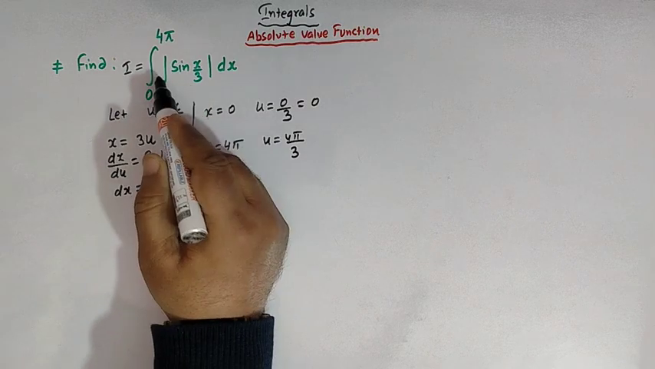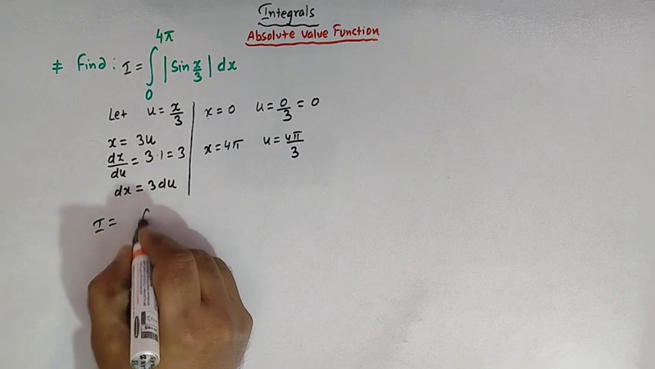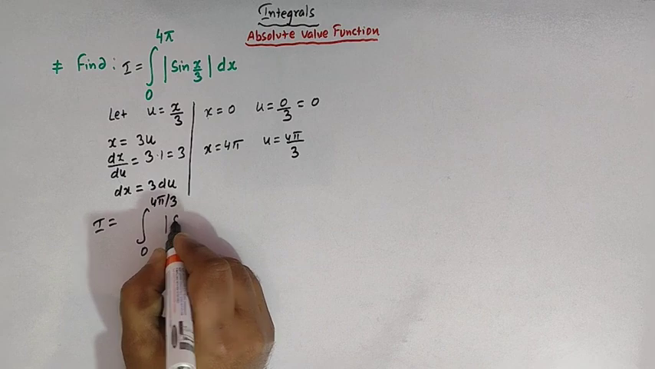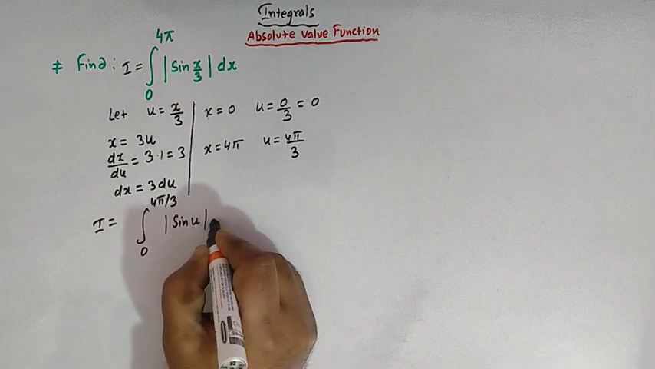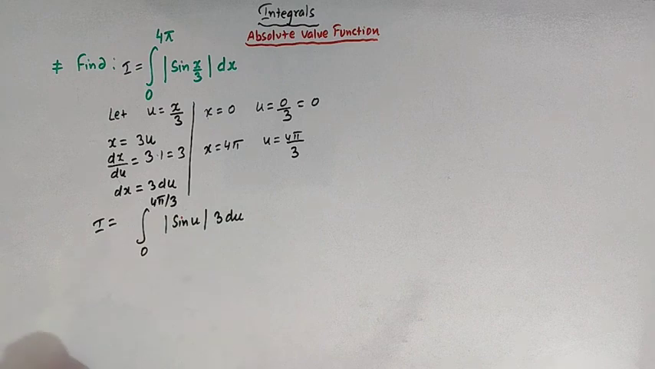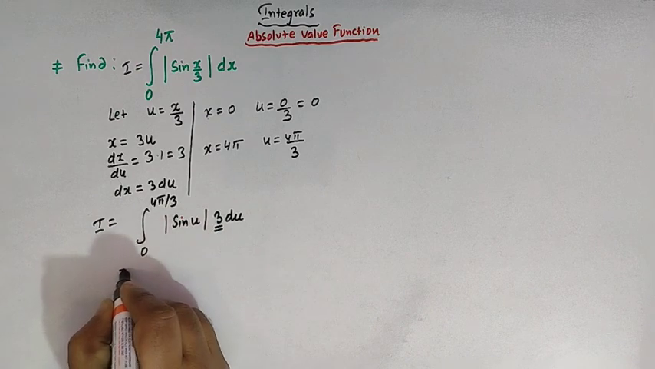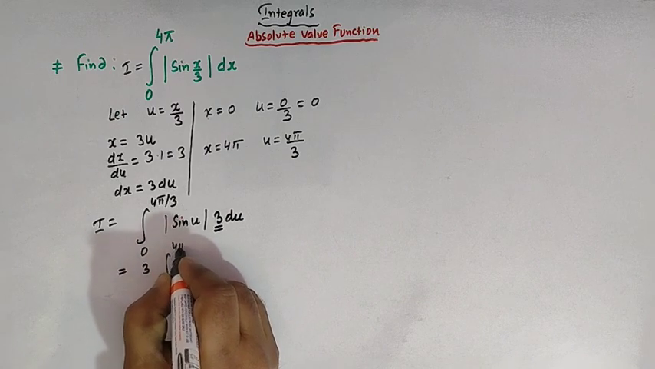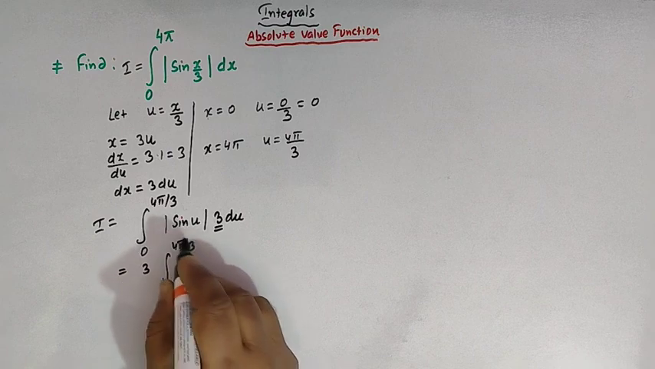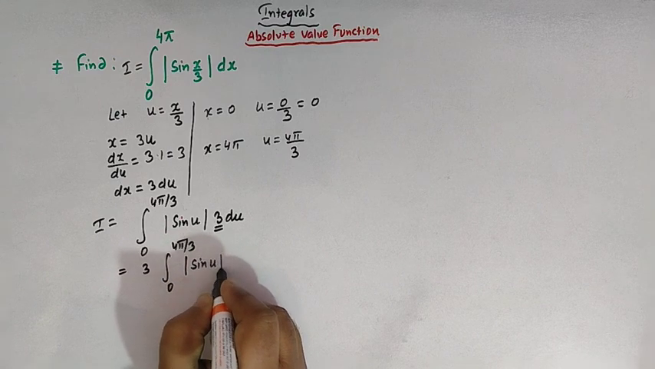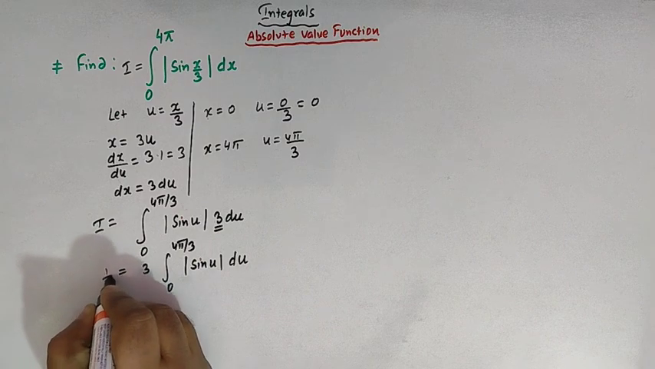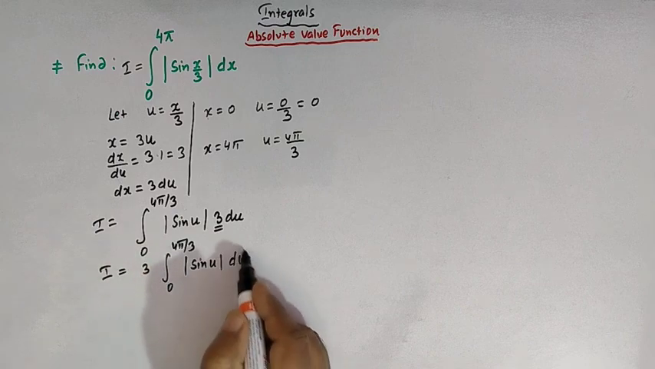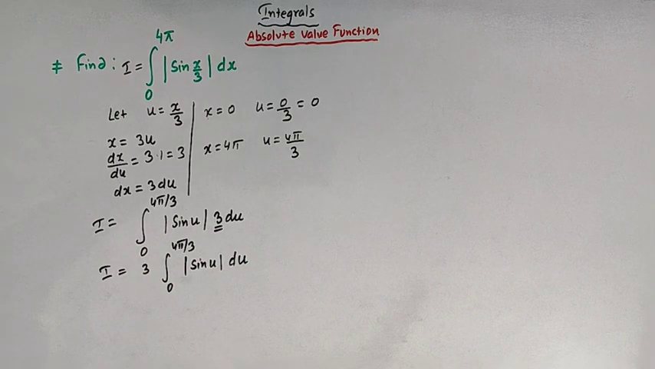So now this integral I can be written as the integral from 0 to 4 pi by 3 of mod of sine u times 3 du. Now 3 being a constant, we can take it outside the integral, so we have 3 times the integral from 0 to 4 pi by 3 of the absolute value of sine u du. Now we have to find the value of this integral.